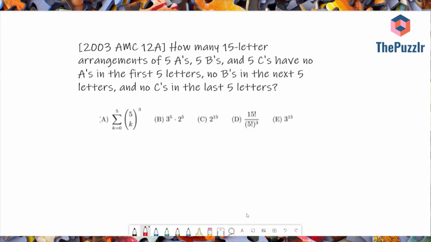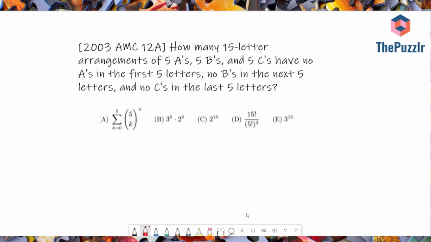Let's try 2003 AMC 12A. How many 15-letter arrangements of 5 A's, 5 B's, and 5 C's have no A's in the first 5 letters, no B's in the next 5 letters, and no C's in the last 5 letters? I believe this is a last 5 problem from the AMC 12, so it's not meant to be easy.